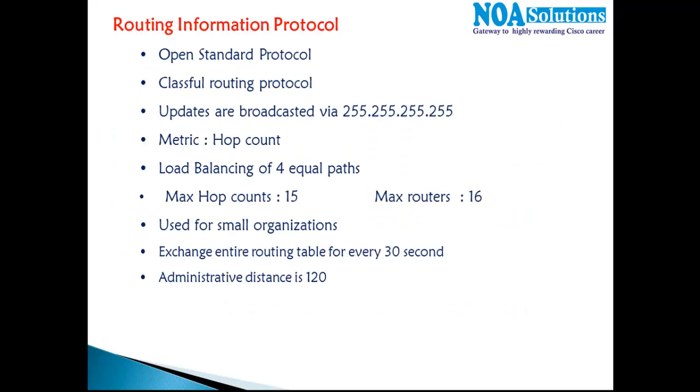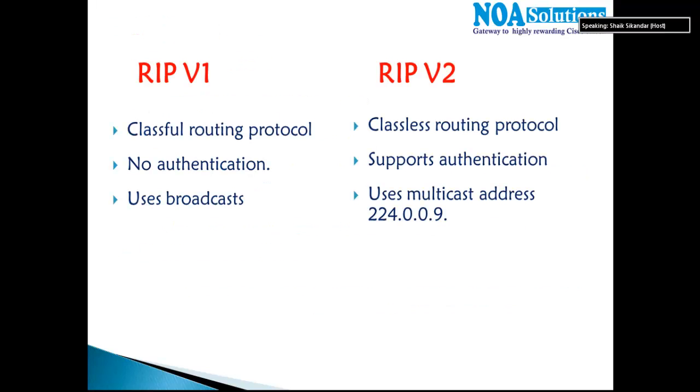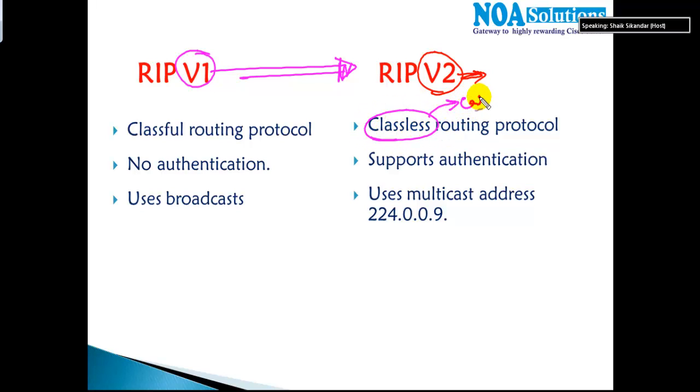So in today's production networks, we generally don't use RIP. There is one more version which was introduced called version 2, which we use generally, and even that is also not used much. The major enhancement from version 1 to version 2 is that version 2 supports classless, which means it is going to carry the subnet mask information along with updates, which means it is going to support your VLSM networks also, like other protocols such as EIGRP and OSPF.